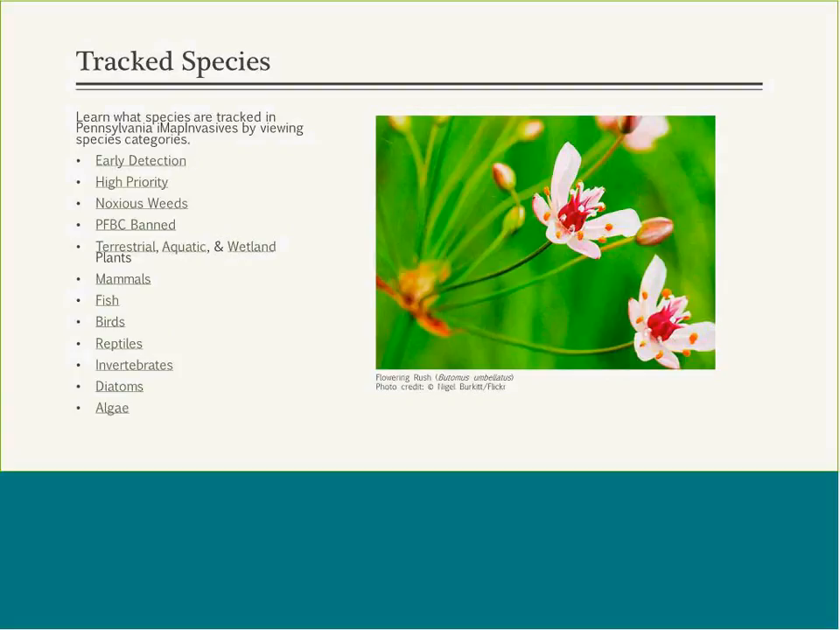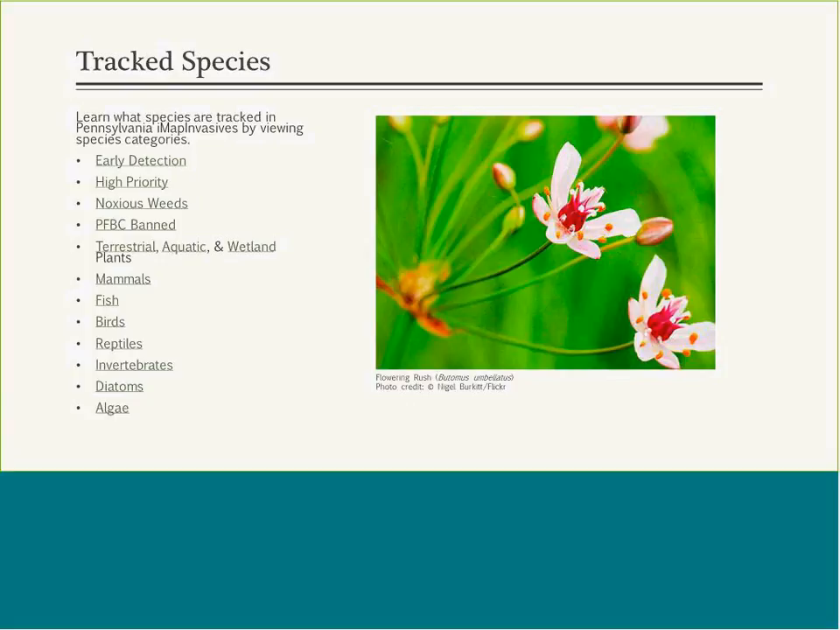Our Track Species section is a way for you to get a better understanding of all the different species that we track, which I mentioned before, we currently track over 300 species in our database. And we have these various categories broken down in the following categories here. So early detection and high priority species. We also have a category for noxious weeds, and that's going to include noxious weeds that are both specific to Pennsylvania as well as federal noxious weeds.